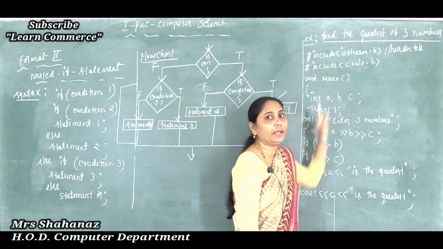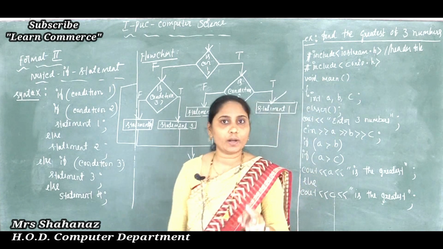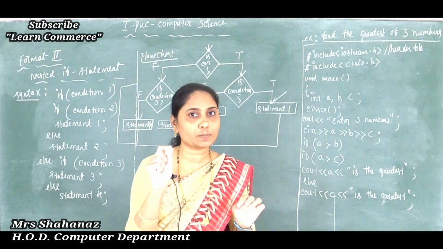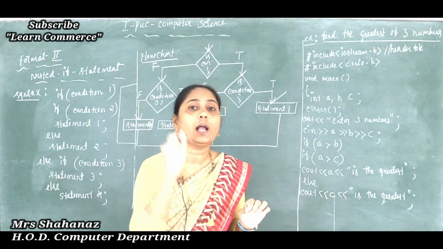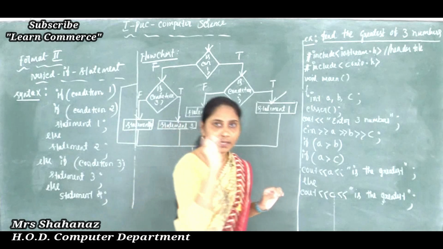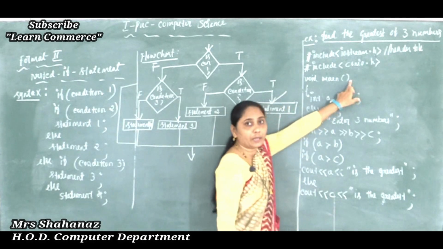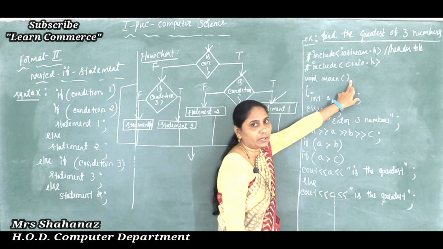That means we write void main, and when writing void main we use open and close brackets, but after that we should not use a semicolon. It should not be terminated by using the semicolon. Clear this point here?